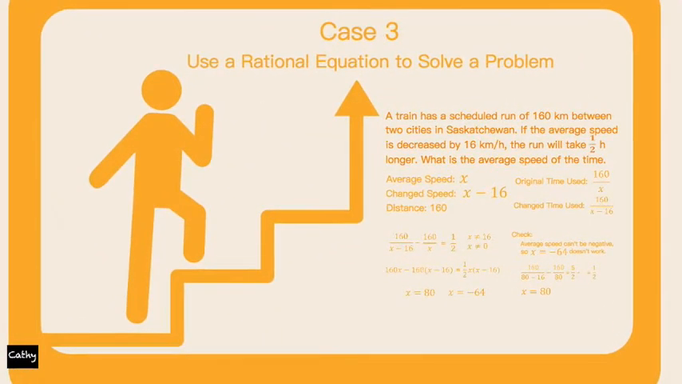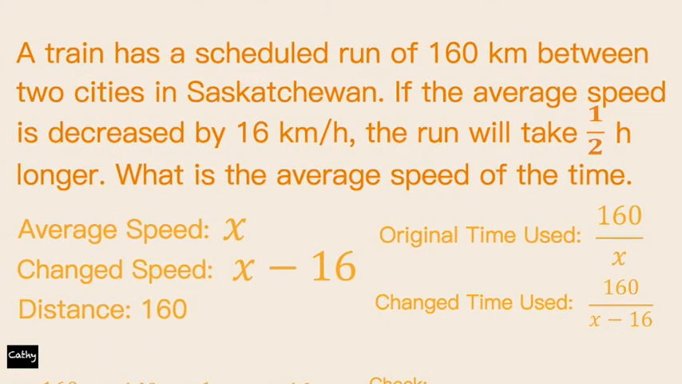Case 3. Use a rational equation to solve a problem. A train has a scheduled run of 160 km between two cities in Saskatchewan. If the average speed is decreased by 16 km per hour, the run will take 1 over 2 hours longer. What is the average speed of the train? Let the average speed be x, then the changed speed will be x minus 16, and the distance is 160.